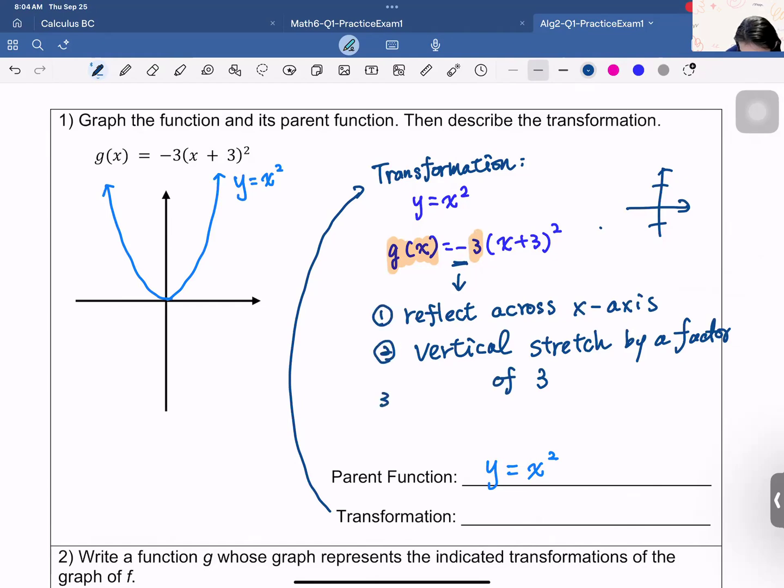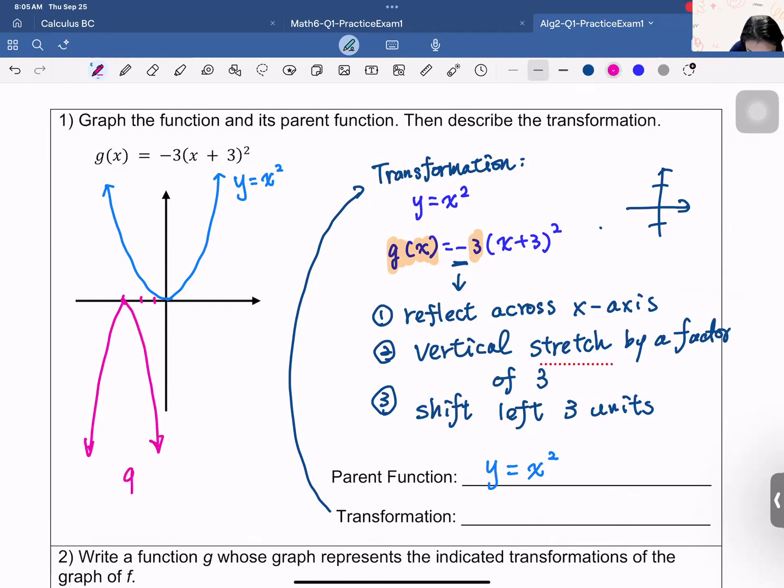And then the 3 inside means I shift left 3 units. So in the end, the function after transformation has its vertex here. Vertical stretch, so it will be much taller, going down. This is g of x. So far, this is the final answer, and this is my description of the transformation.